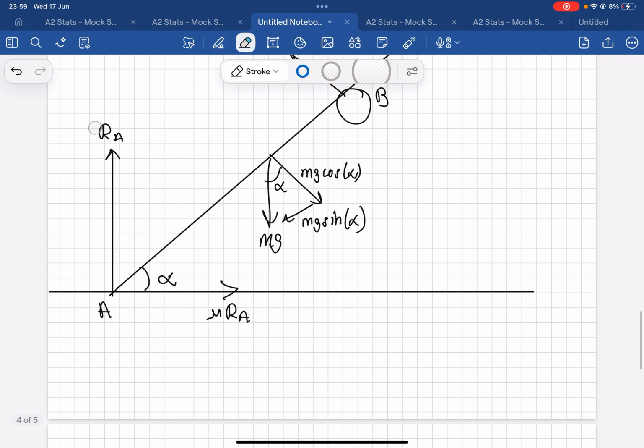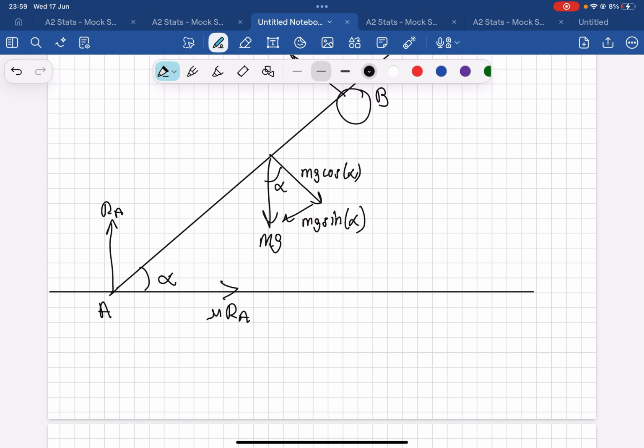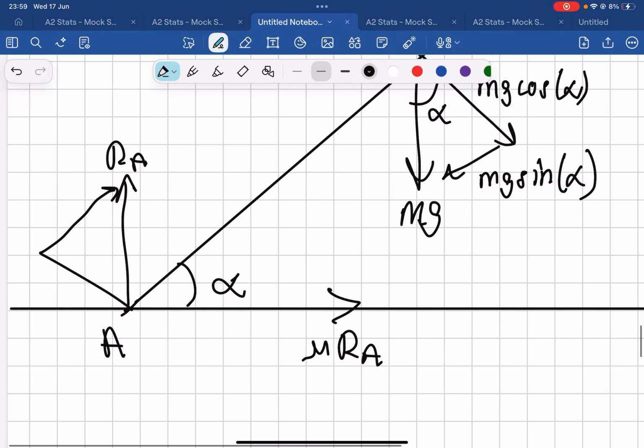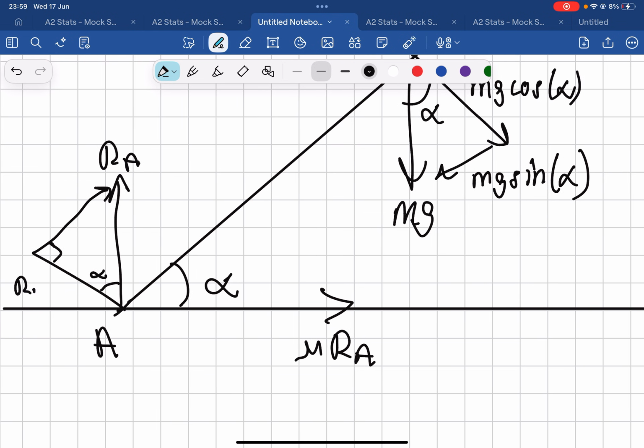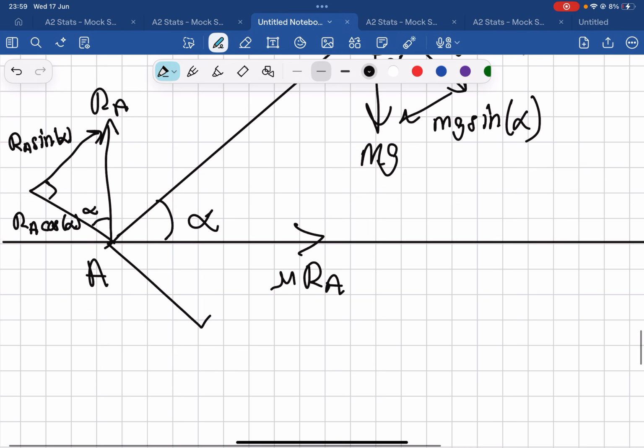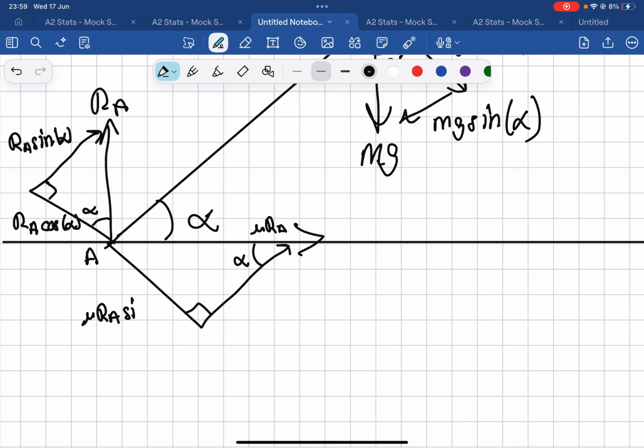And we can resolve all these forces. R A, well, this angle here is 90 minus alpha, meaning this here is alpha. So we have R A cos alpha, R A sine alpha. If we resolve friction, let's call our mu R A up here, over 90 degrees here, we get mu R A sine alpha, mu R A cos alpha.